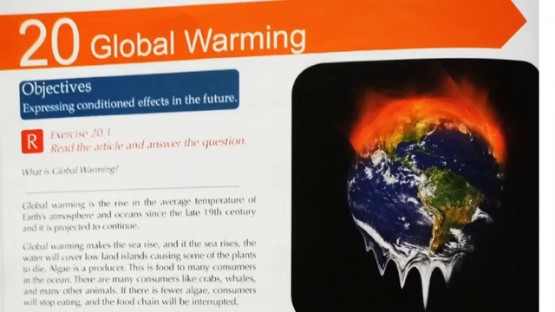Today I'm going to explain how you answer the exercises from your book. It's unit 20, called global warming. And here we have the objectives: expressing conditions and effects in the future. Now, exercise 20.1. It says read the article and answer the question. We have the first question that says, what is global warming?